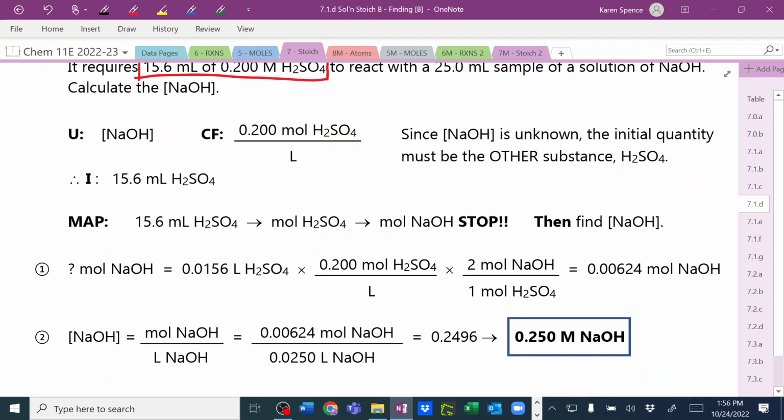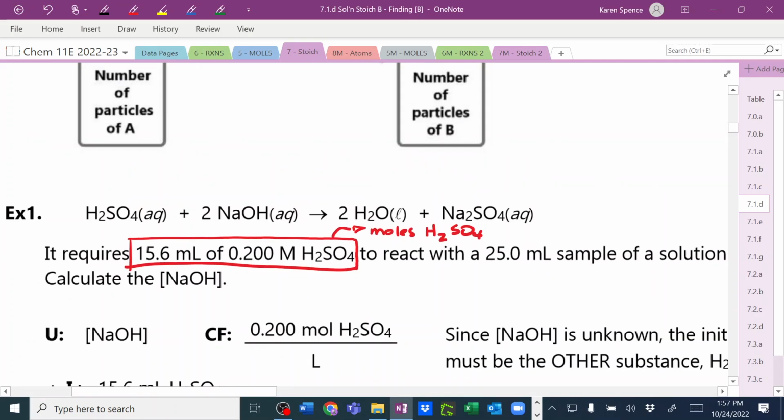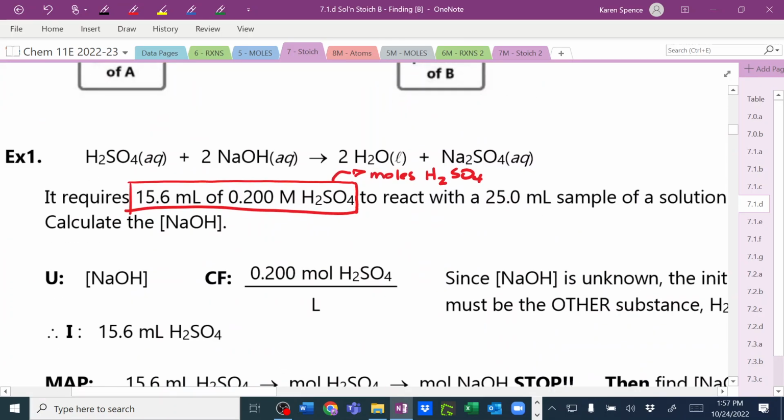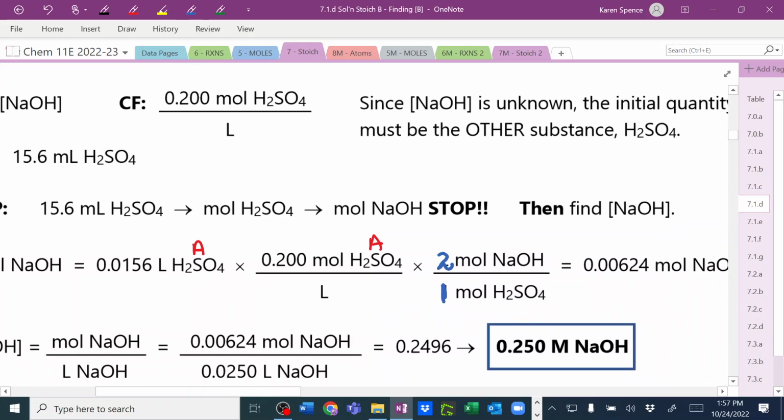So if we want to do our little solving, H2SO4 is substance A, right? We're finding moles of substance A. From our balanced equation, we know that it takes 2 moles of NaOH for every 1 mole of H2SO4. At this point, we're converting from moles of A to moles of B. Okay? There's our lovely little string.